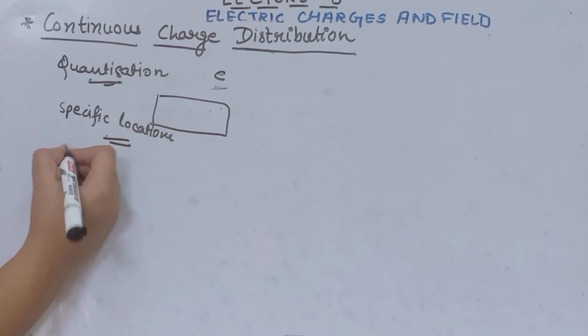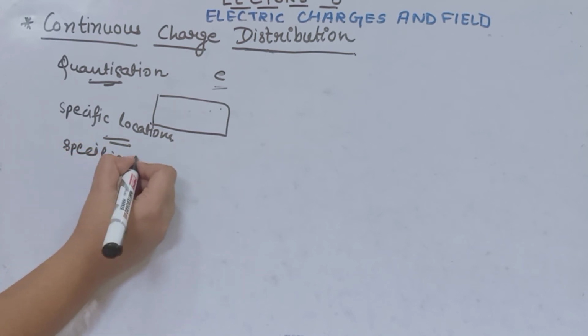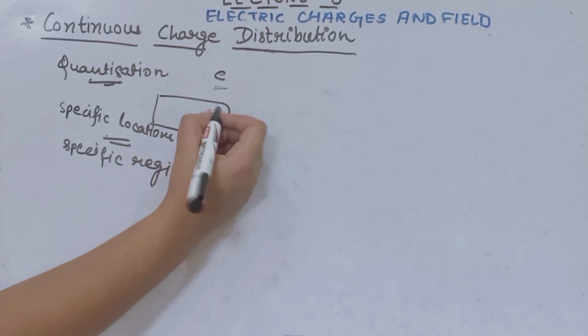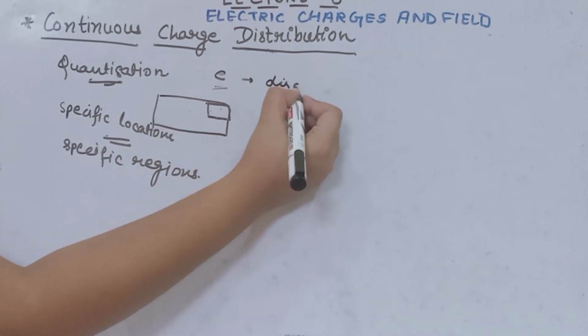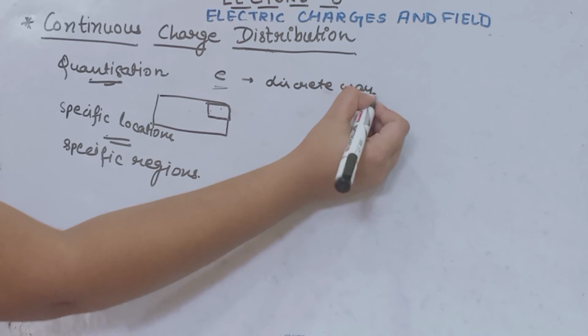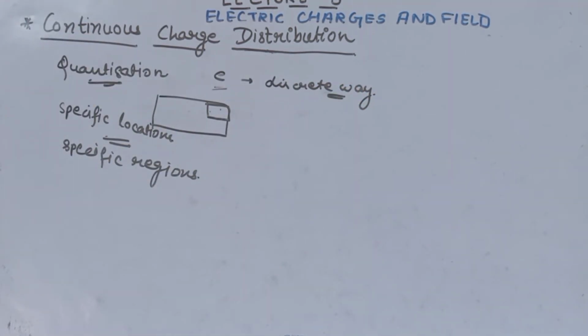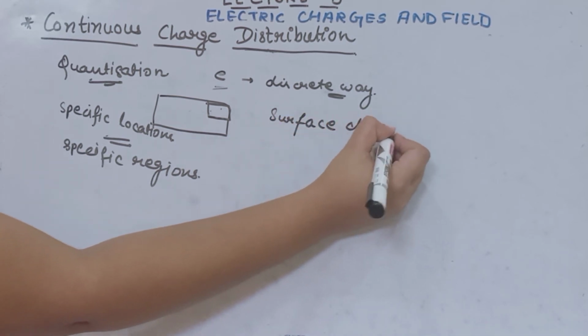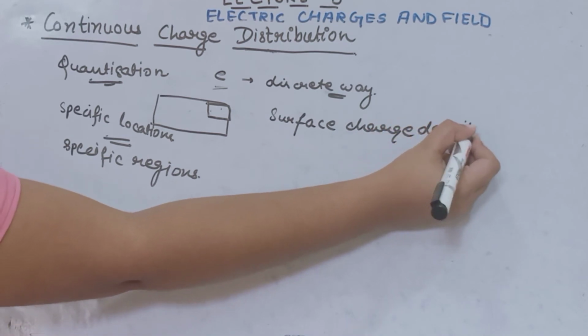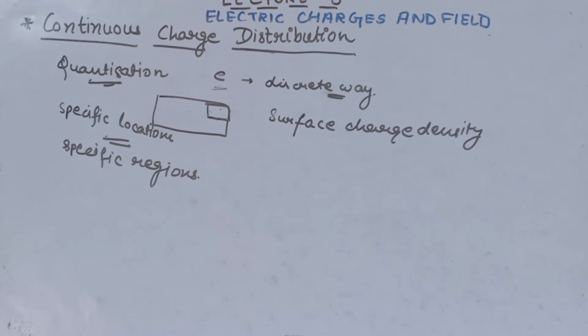So instead of talking about specific locations, we talk about specific regions. Fine. That means in this particular region, what is the concentration of electrons? So instead of counting the electrons in a discrete way, we talk about their continuous distribution. Fine. Now see how we can do that. So for that we define a quantity known as surface charge density.